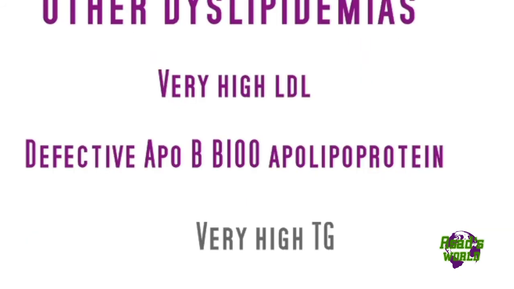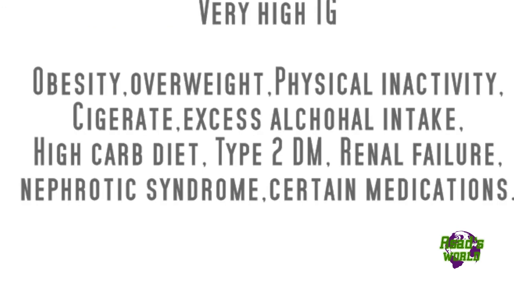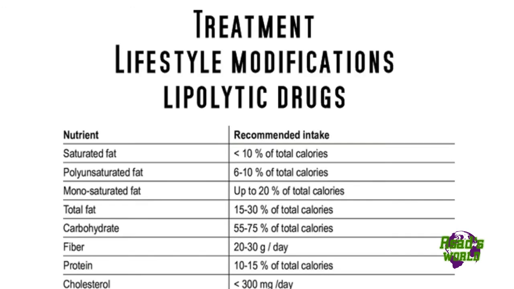Now talking about other types of dyslipidemias, there is very high LDL and very high triglyceride. The cause of very high LDL is defective ApoB-100 apolipoprotein, and the causes of very high triglyceride are obesity, physical inactivity, cigarettes, excess alcohol intake, a high carbohydrate diet, type 2 diabetes mellitus, renal failure, nephrotic syndrome and certain other medications. Now the treatment, as you know, is basically of two types.